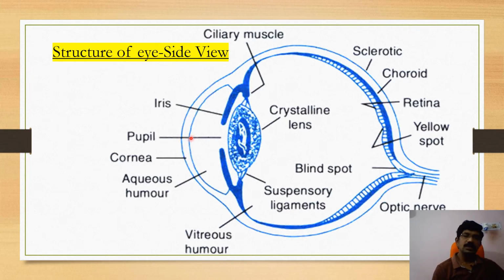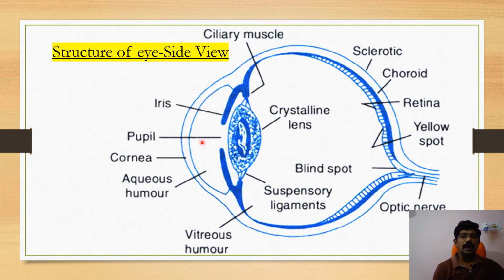Observe this one. This cornea is bulged outward, so it serves as the protective layer. At the same time, what is another function of the cornea? It refracts the light to form the image on the retina.